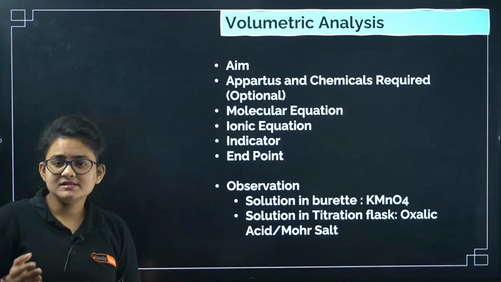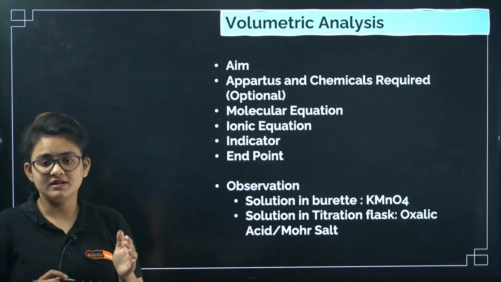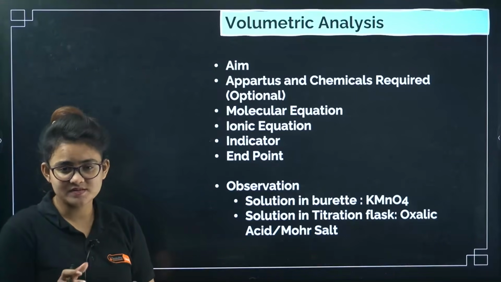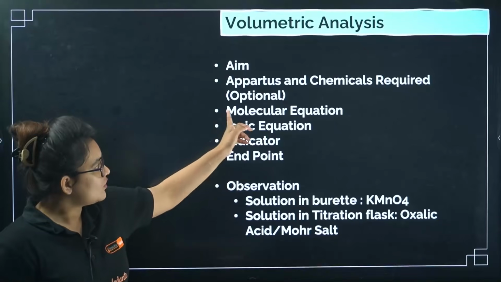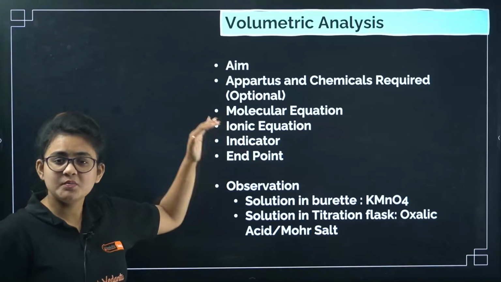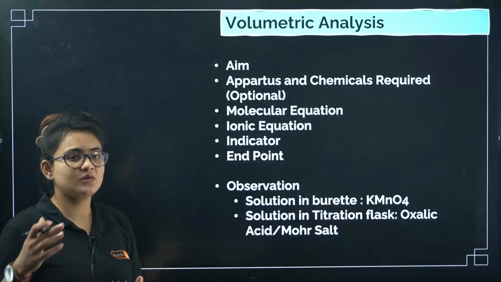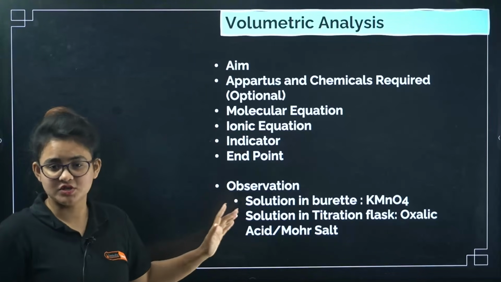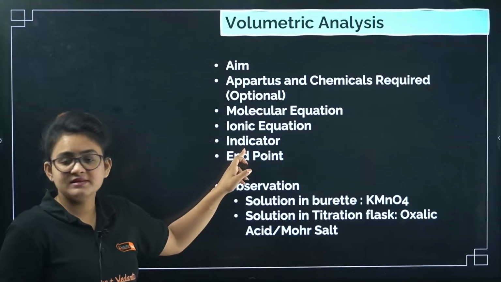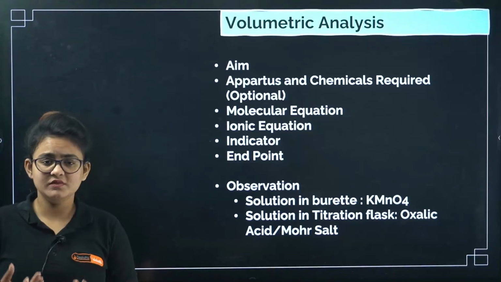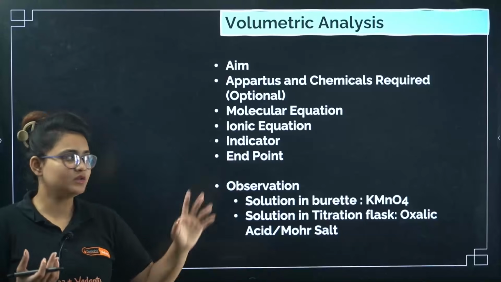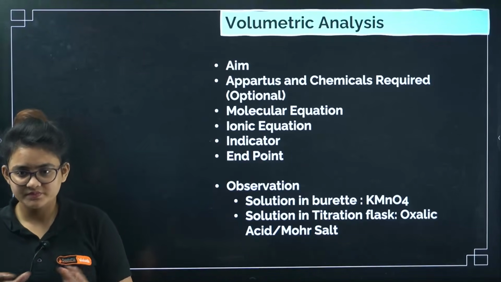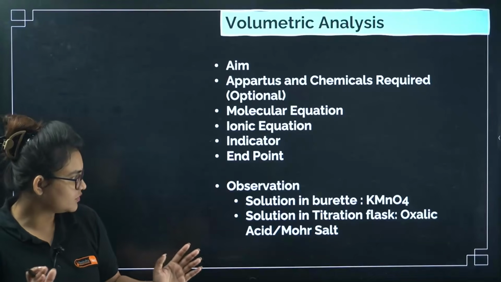Apparatus and chemicals required is optional. Ask your examiner, and if he or she tells you to write it, then please make sure that you write it. Now, you have to remember both the molecular equation and the ionic equation. Ask your examiner what they actually need, and on that basis write the proper balanced equation. Make sure you remember the indicator. Here I'm using KMnO4, which is a self indicator, so you can write that only. End point calculation is very important, and for that also you have to make a proper table and do it.